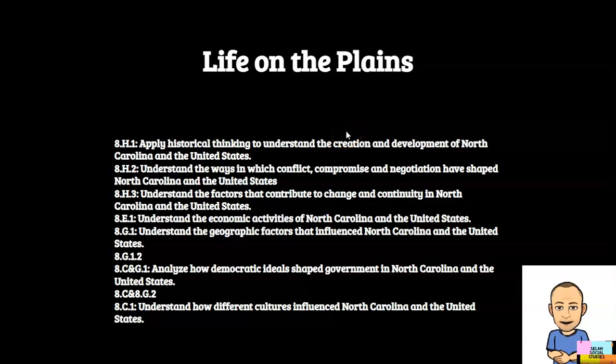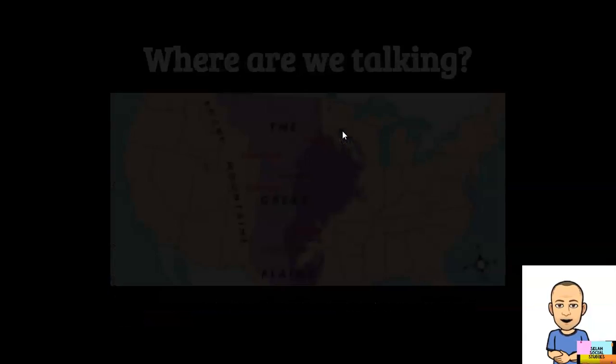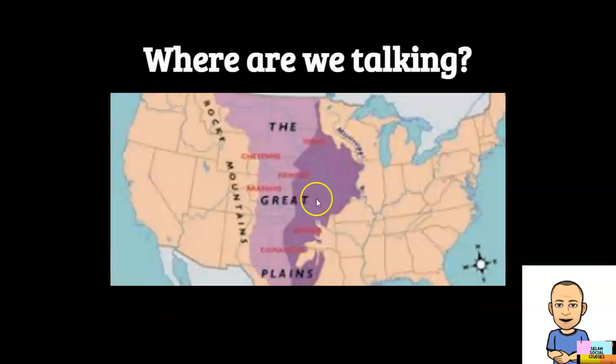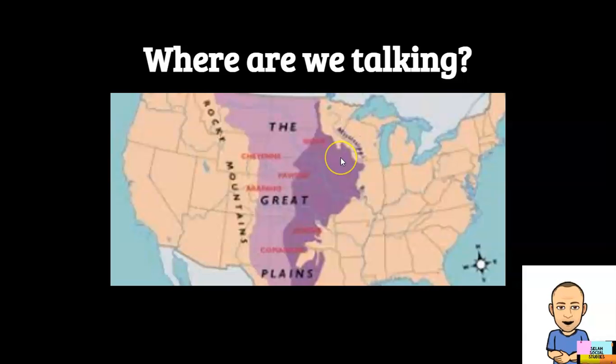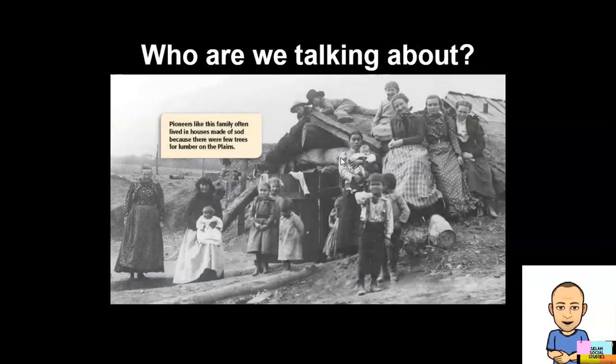Okay, guys, in this last installment of Westward Expansion, for the chapter, we're going to talk about life on the plains. So where are we talking about here? This is where we're talking about the Great Plains area, right in between the Rocky Mountains and the Mississippi River. And who are we talking about? We're talking about people like this family right here. Look, they made houses made of sod because there are few trees and lumber on the plains.